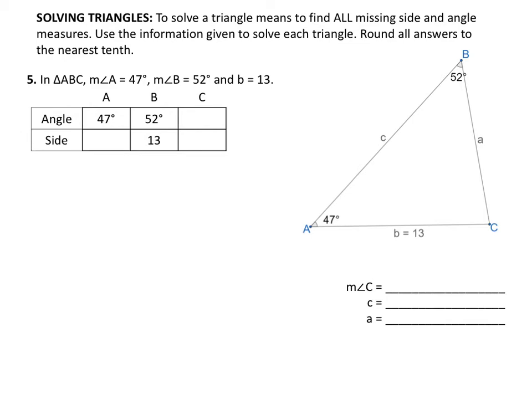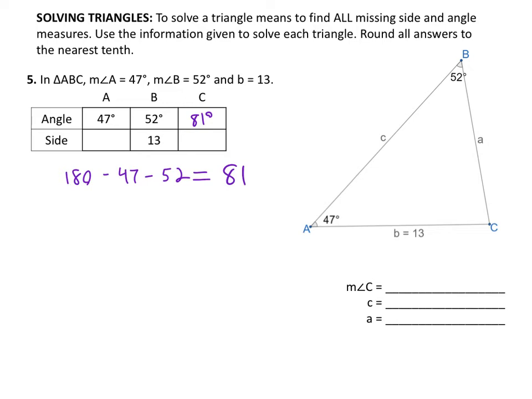So here's what it looks like. We had two angles, so I know it's only going to be one triangle. So I wrote it down, and let's start solving. I like to start off with what's going to be the easiest first, and to me, the easiest thing to find would be angle C. Angle C is just going to be whatever 47 plus 52 is subtracted from 180 degrees. So 180 minus 47 minus 52 equals 81. So 81 degrees will be angle C.